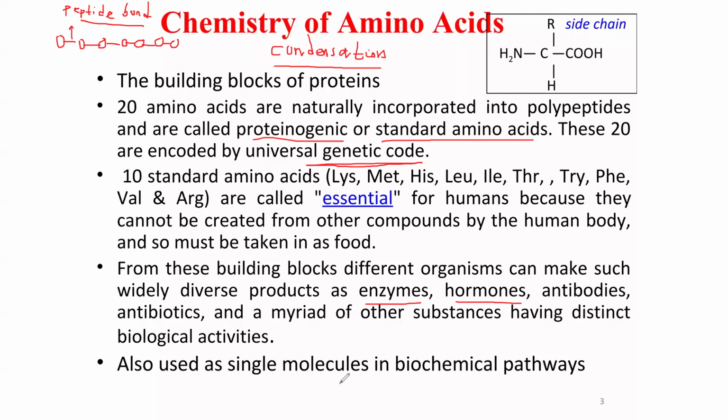They are also used as signal molecules in biochemical pathways. Some of these amino acids can be used as a starting or raw material for a biochemical pathway. For example, if you want to synthesize melanin, the melanin synthesis starts with tyrosine. Therefore, the pathway of melanin biosynthesis starts with tyrosine, and tyrosine is an amino acid. So it can be used as a signal molecule in biochemical pathways.